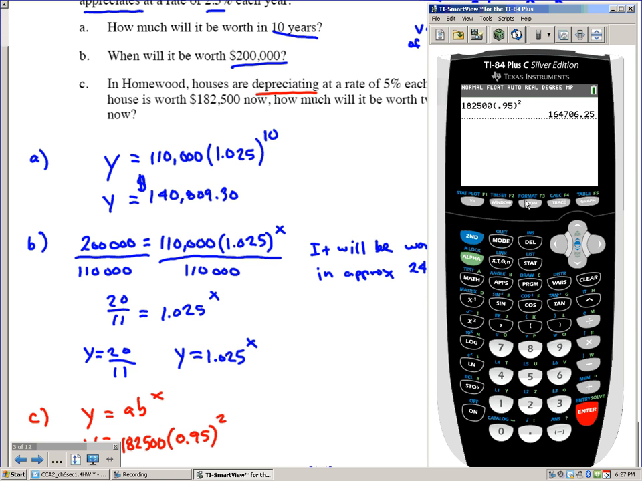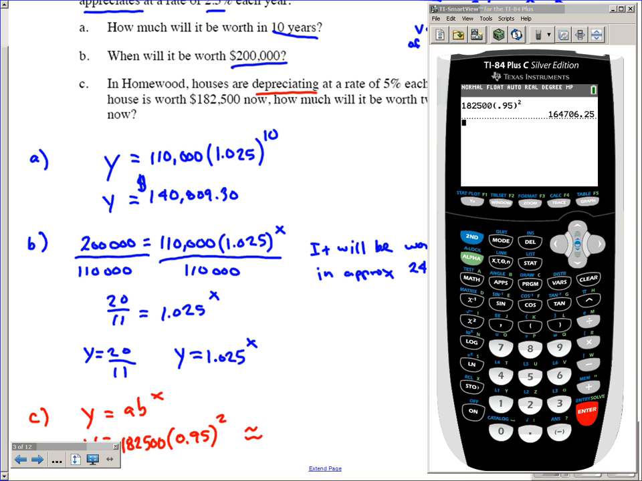So we should end up with about $164,706.25. There we go. $164,706.25. Key thing there is to make sure that you understand where everything goes into your equation. Initial value, and if it's depreciating, make sure you know that the multiplier has to be less than 1. So here's our answer for letter C.